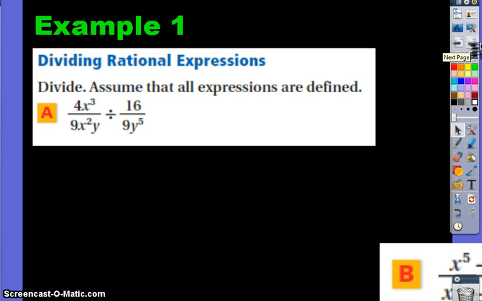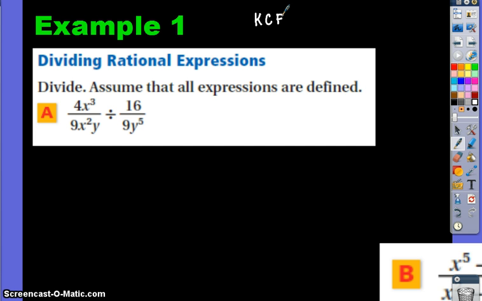All right, so of course it's important to remember that when you divide fractions, you keep, you change, and then you flip the second fraction. More algebraically speaking, when we divide fractions, we're multiplying by the reciprocal. All right, so to do this, we want to divide and we want to assume that everything is defined.